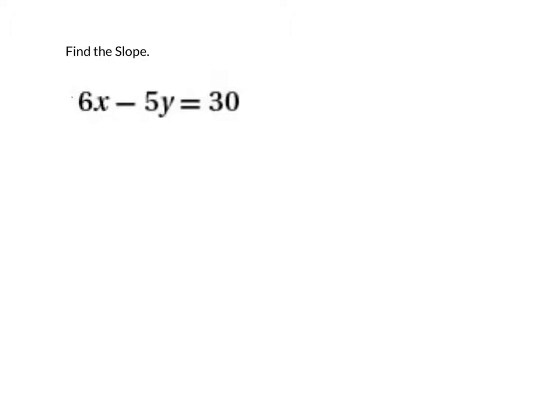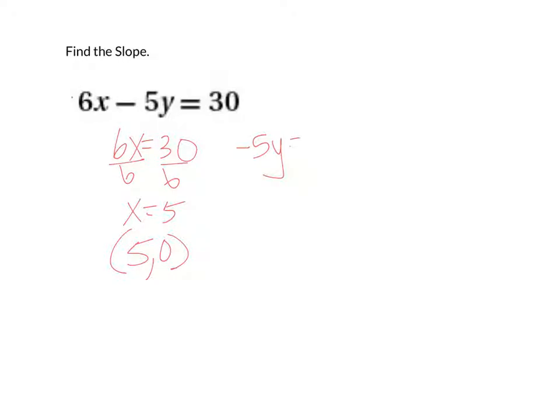So for instance, if I cover up -5y and I do 6x equals 30 and solve by dividing both sides by 6, I get x equals 5. I put that in my ordered pair, and now I can get my other ordered pair. So I have -5y, I'm covering up the x to get the y-intercept. Divide both sides by -5. I get y equals -6, so as an ordered pair, that would be 0, -6. Now I have my 2 ordered pairs, and I can then use the slope formula to calculate.